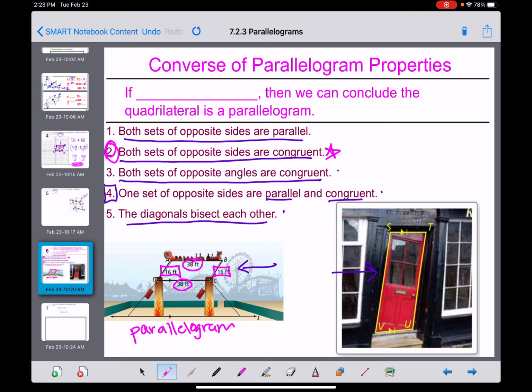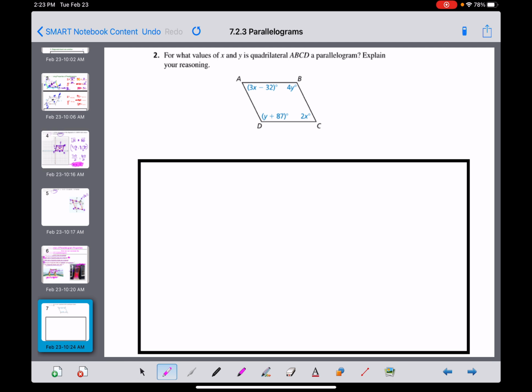Looking at our door, I have opposite sides that are both parallel and congruent. So this reaches standard number 4. So I can say, yes, this is a parallelogram. The reason is one set of opposite sides is parallel and congruent. We're just going to go through a couple of examples to make sure you got it.